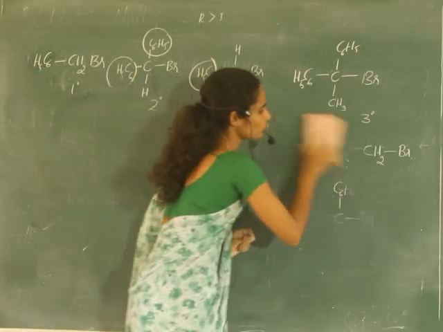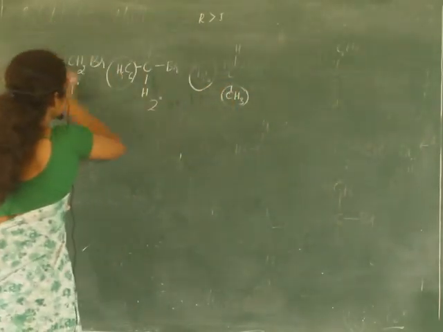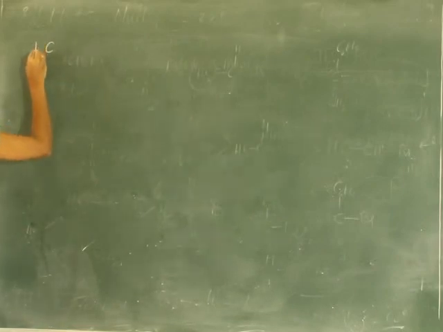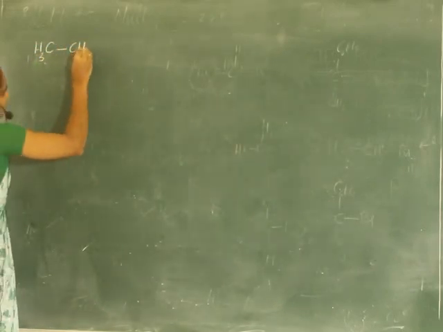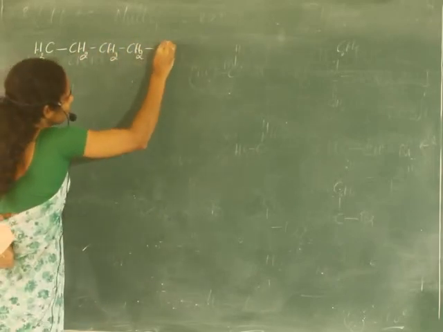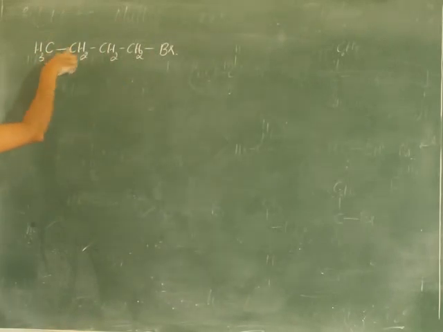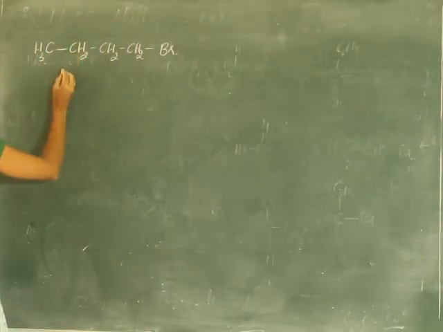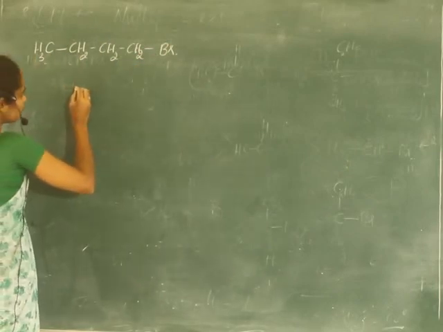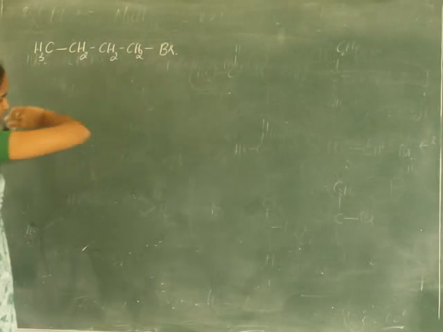Let us discuss one more example, that is isomers of bromobutane. That is CH3, CH2, CH2, CH2, Br. Right? It is 1, 2, 3, 4 with bromine. It is bromobutane. Now, I will write isomers of this compound.